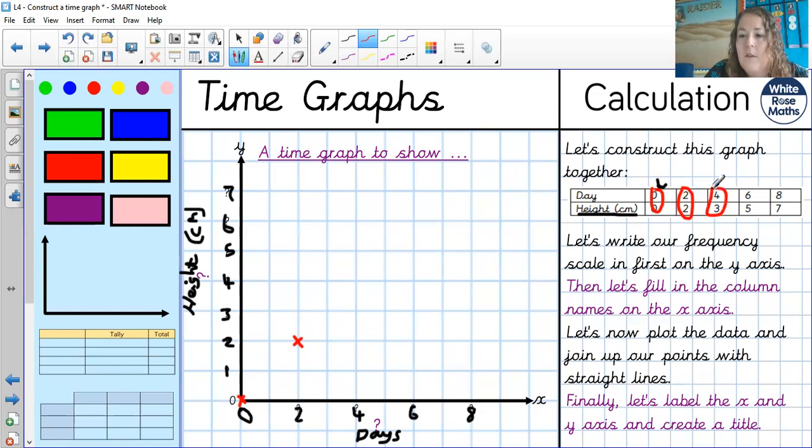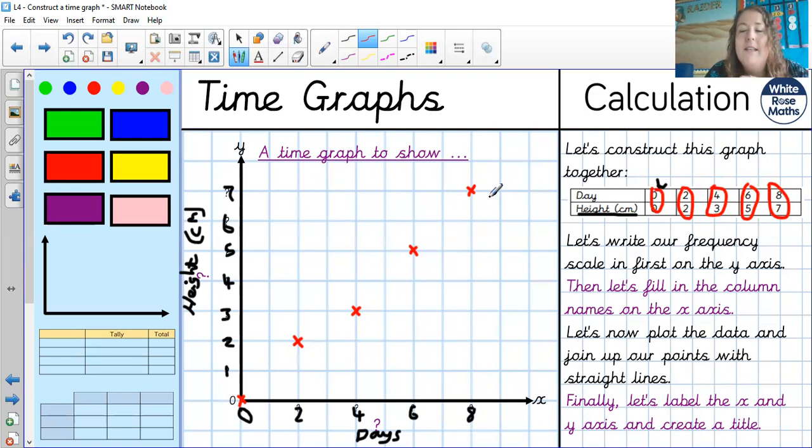On day 4, the height was 3. So on day 4, I go up and again, my cross nice and neatly there. On day 6, it's 5 centimeters. Again, popping it right on that cross. And on day 8, it was 7 centimeters. Okay, so I've now plotted my data.